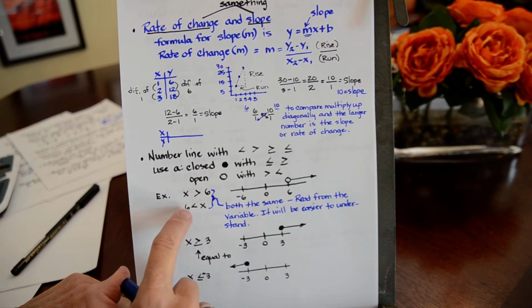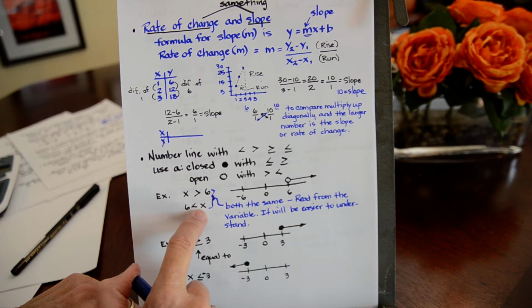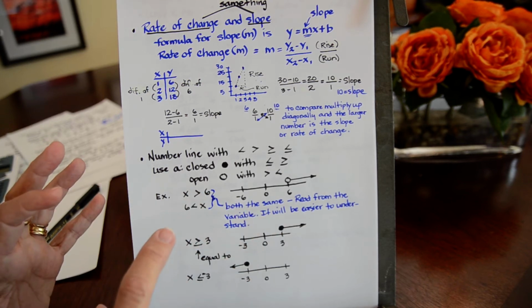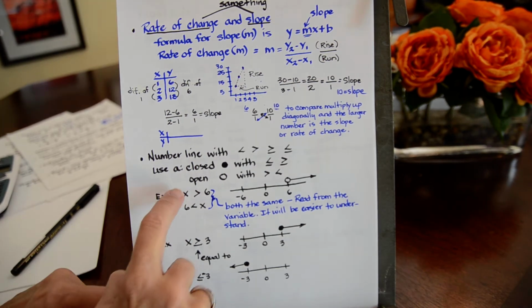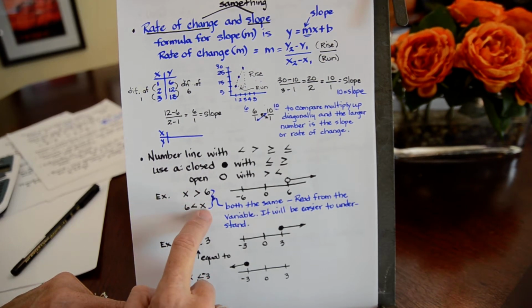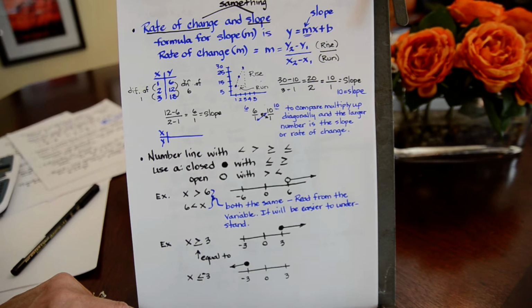But if I were to read 6 is less than x, you might not be as sure which direction you should draw your arrow. So wherever you see the variable, read from the variable, and then see if that helps you determine which way to draw your arrow.